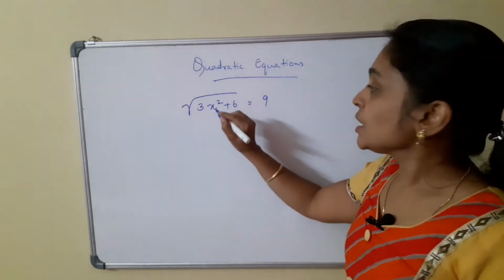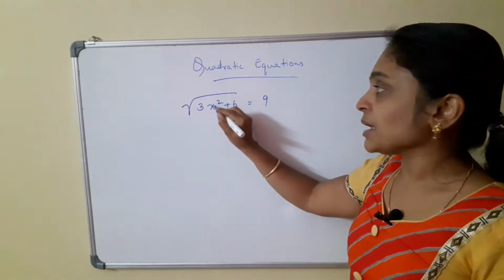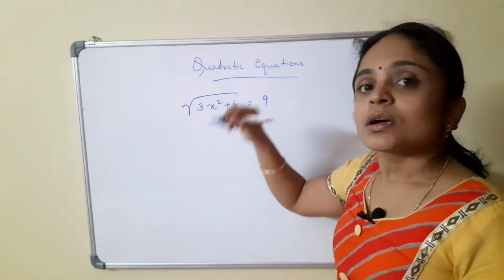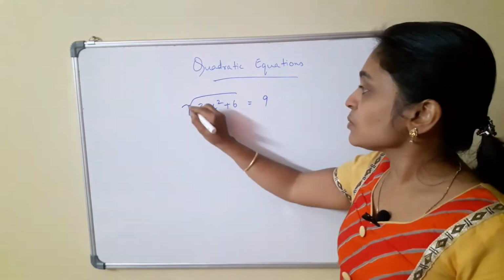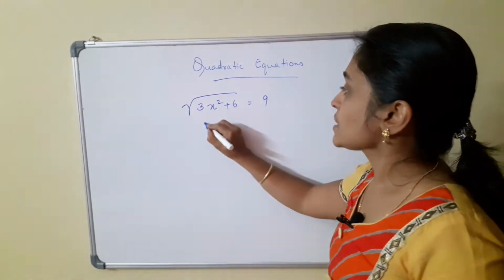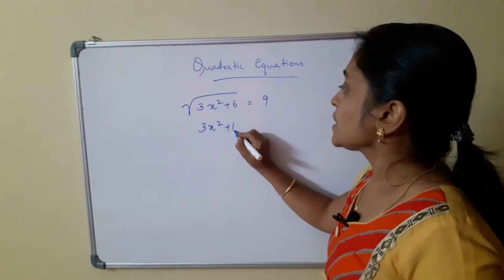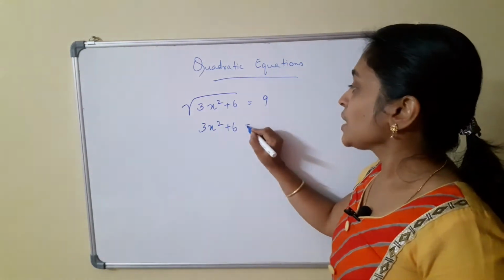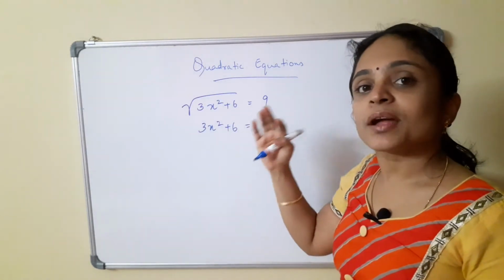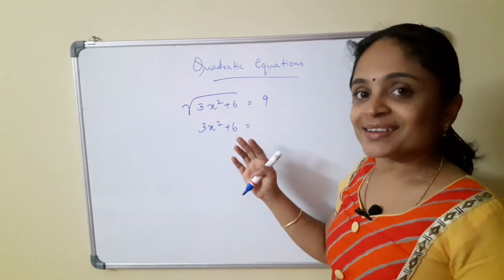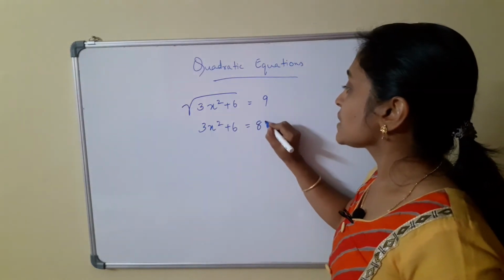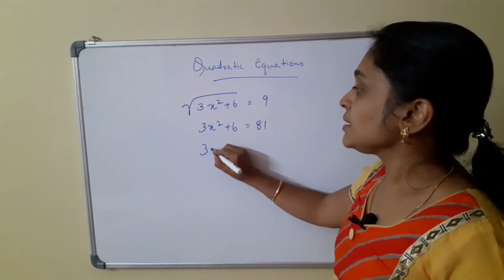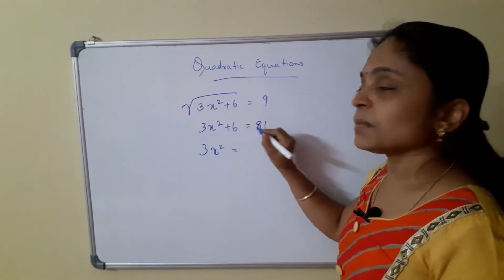In order to make this a normal quadratic equation, you have to square this, right? To remove this root sign, you have to square this. So, 3x square plus 6. If you square here, you have to square the right hand side also. If you do anything to the left hand side, you have to do the same thing to the right hand side. So 9 becomes 81. 9 square is 81. Then 3x square equal to 81 minus 6.